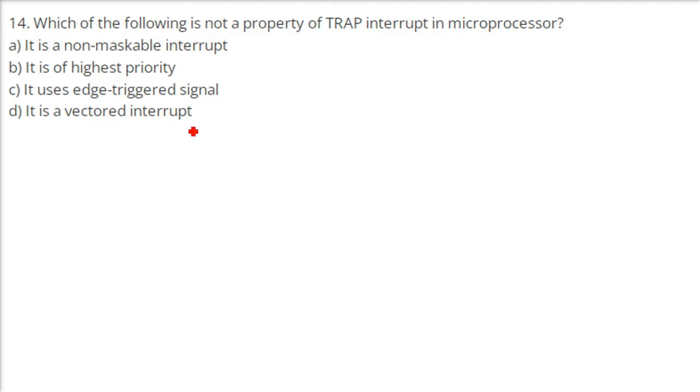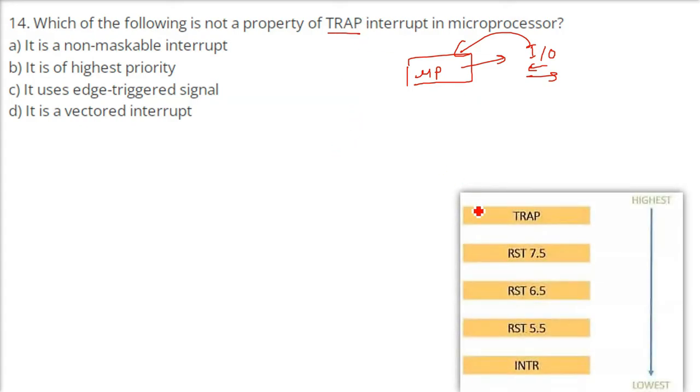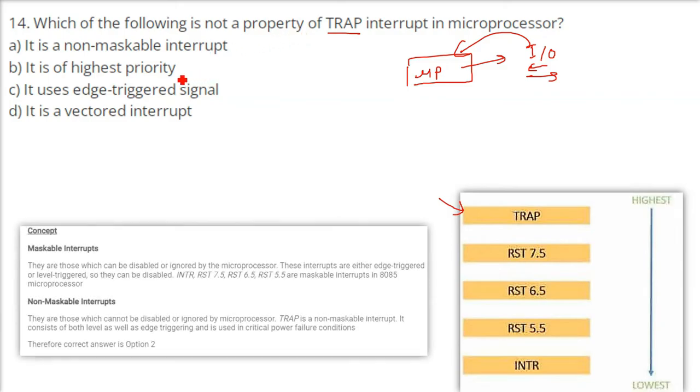Which of the following is not a property of the trap interrupt in a microprocessor? Trap is an interrupt. Say when the system is working and you suddenly take out your pen drive, what will happen? How will the microprocessor know? There are certain devices, peripherals, which are connected, so the microprocessor needs to know. This comes through various interrupts, and one of the interrupts is trap. The trap has the highest priority. First of all, it is non-maskable.